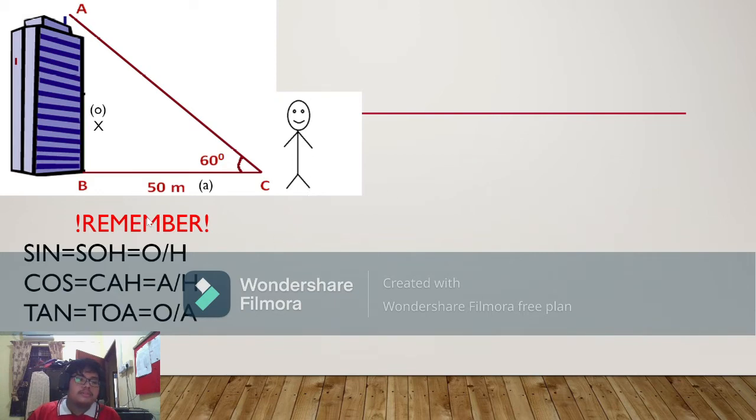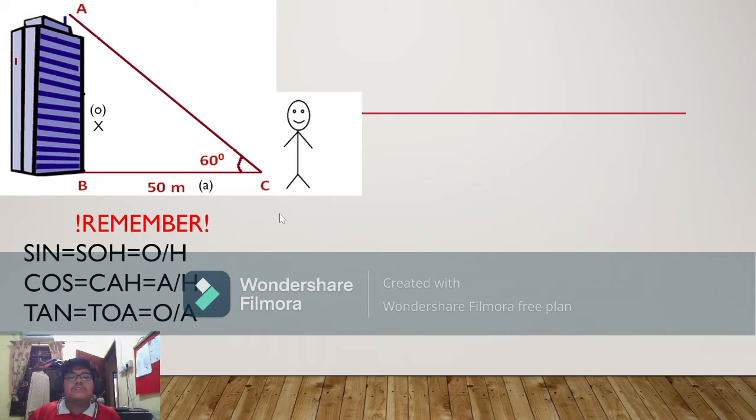We must remember that in trigonometry we have sine, cos, and tan. We also have the SOH CAH TOA formula. Sine becomes SOH, cos becomes CAH, tan becomes TOA. SOH becomes O divided by H. CAH becomes A divided by H. And TOA becomes O divided by A.